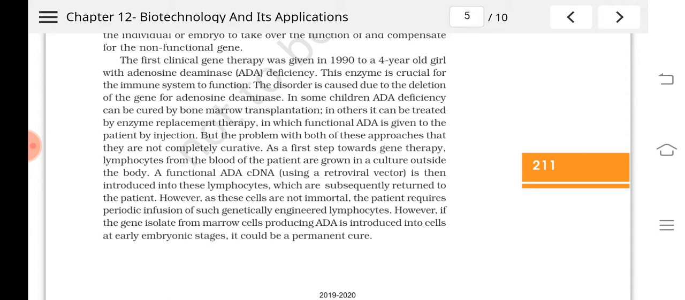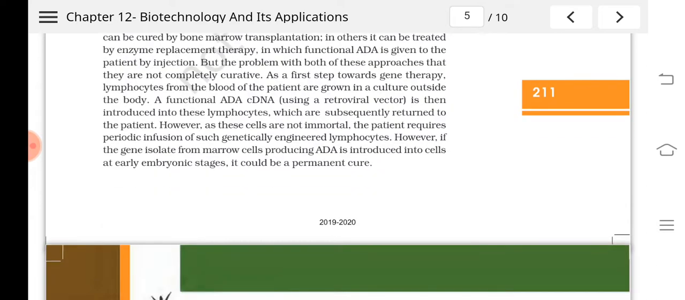So from here also so many questions can come. That is, what is ADA? Means how ADA deficiency can be cured by a biotechnological method. And what is the problem in this? What is the problem? As the WBCs are not immortal, we have to do this treatment again and again. Okay, so what is the remedy for this? That is, if we do this treatment in the early embryonic stage, before all the cells are formed, or the body is formed, if we do this replacement therapy at that time, then it will be a permanent cure.